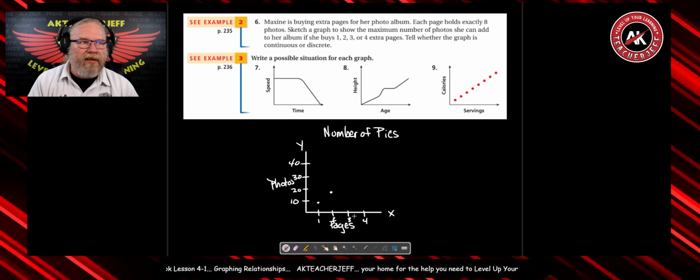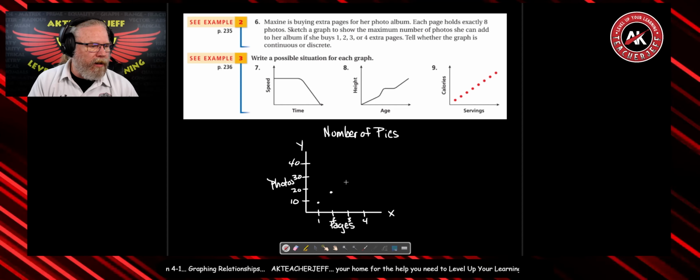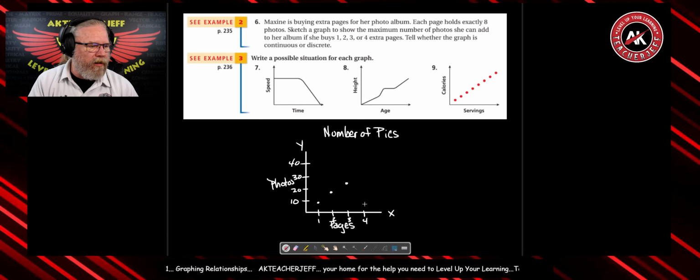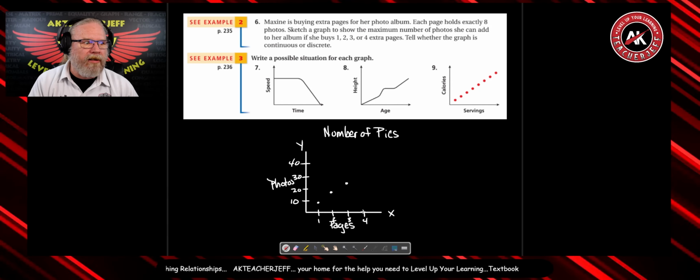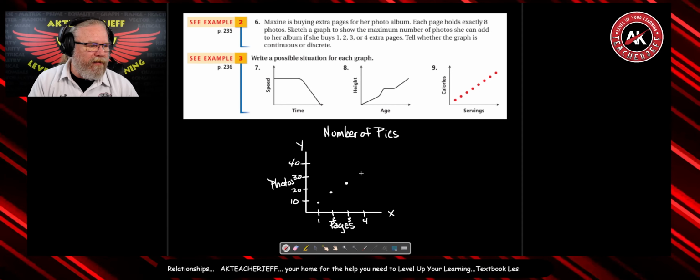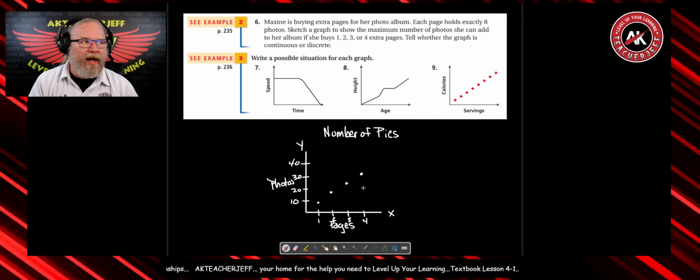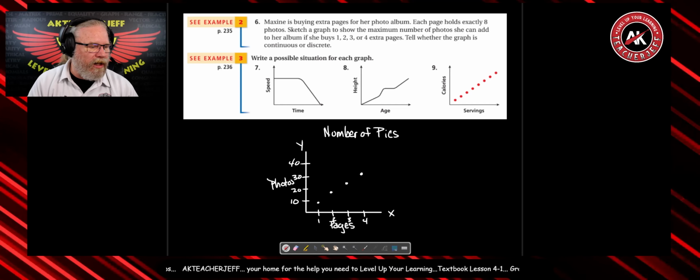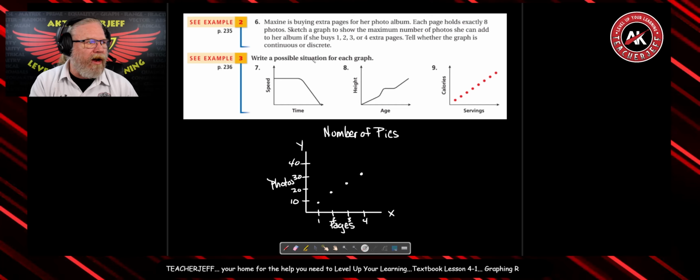If it's 3 pages, at 8 each is going to be what, 24? So we'll go up here right about to what looks like it would be about 24. And if she has 4, 8 and 8, 16, 16 and 16 is 32. So we're looking at 32. Full 4 pages would give her about 32. Well, our graph has dots, right? It's not a continuous line. So in this case, it would be a discrete graph.